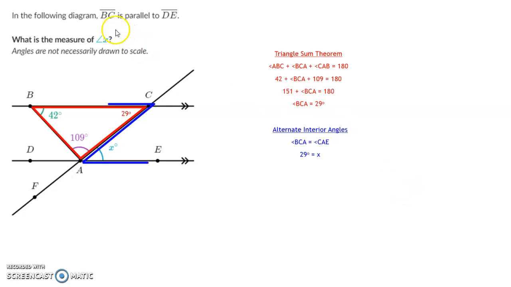Here again, we have a situation where we have a couple of different theorems that we could use. One thing that you could have done was identify that this was 42 degrees and then therefore this was 42 degrees using alternate interior angles. And then you could have used the supplementary angles theorem to say that this angle plus this angle plus this angle is equal to 180. That's an interesting way to do it. Another way to do it is simply by using the triangle sum theorem here and then using alternate interior angles here.